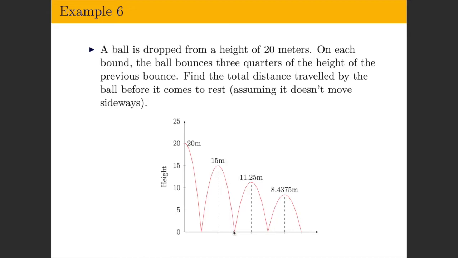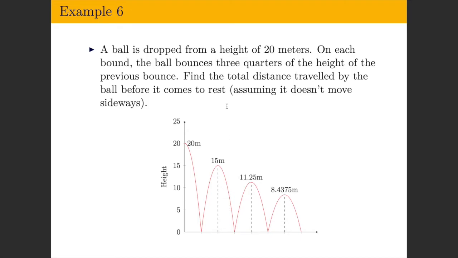Then it would head back down due to the gravitational pull of the Earth, and then bounce back up, but only 11.25 meters, and 11.25 meters is 3/4 of 15. Then again it heads down to the ground, and then bounces back up 8.4375 meters, and so on and so forth. And it keeps bouncing and bouncing. Now, theoretically, the ball never stops bouncing, because although the height shrinks each time, technically there's always a fraction of the height in between.